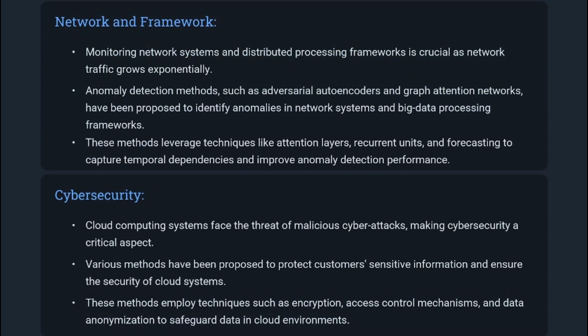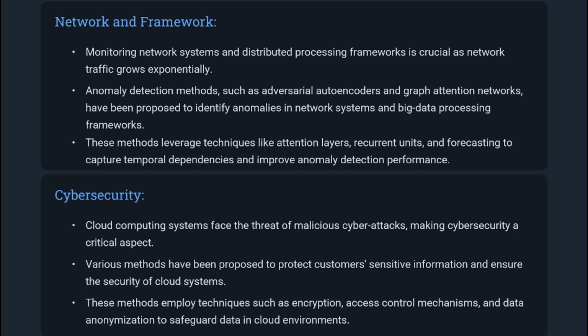Network and framework: monitoring network systems and distributed processing frameworks is crucial as network traffic grows exponentially. Anomaly detection methods such as adversarial autoencoders and graph attention networks have been proposed to identify anomalies in network systems and big data processing frameworks. These methods leverage techniques like attention layers, recurrent units, and forecasting to capture temporal dependencies and improve anomaly detection performance.